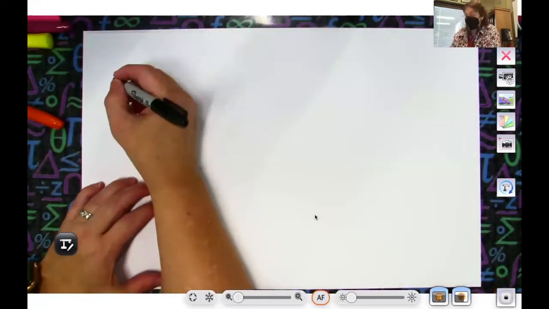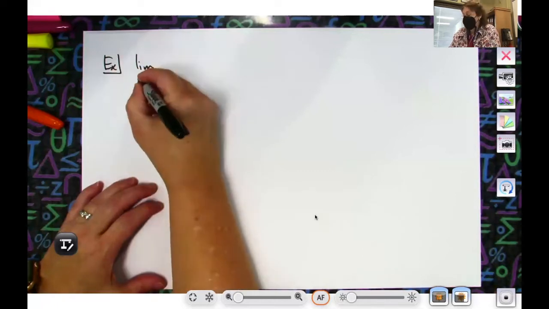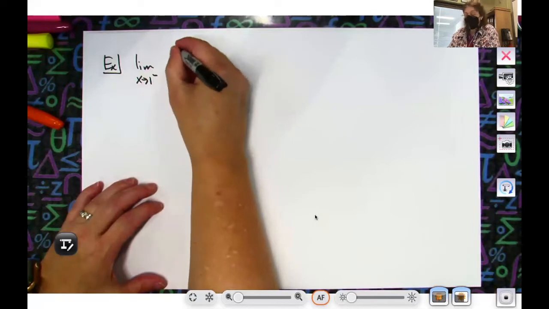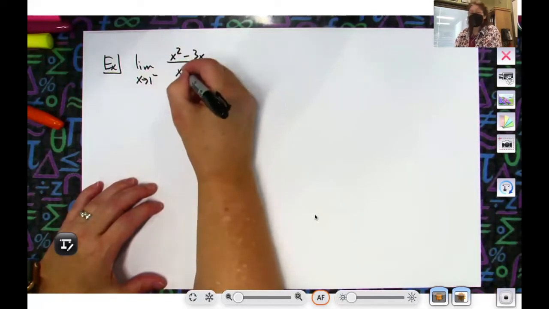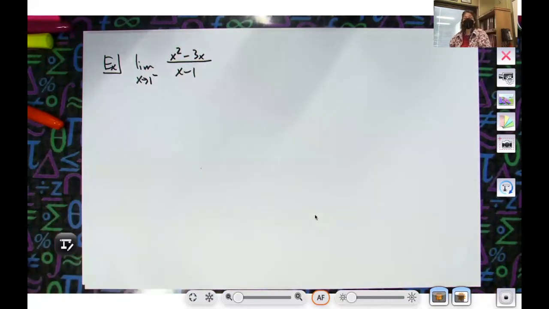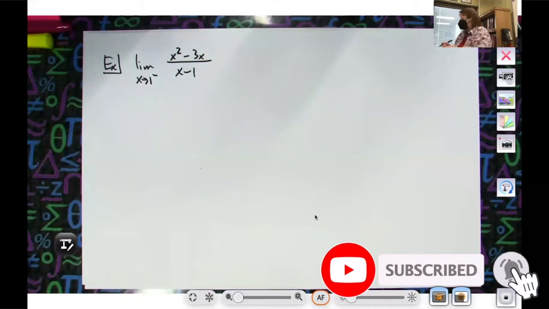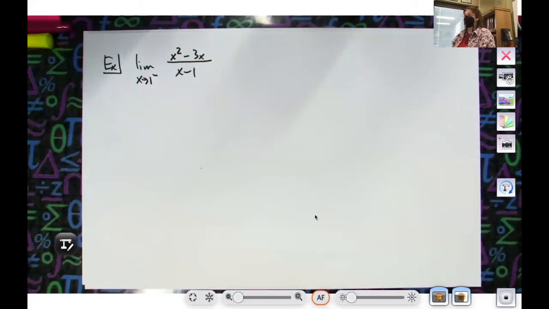All right, let's do the limit as x approaches 1 from the left of x squared minus 3x all over x minus 1. Okay, so now we're applying this to a limit problem, but it's a rational function, right? It's a rational function just like the other one. So I want you thinking about what's going on with this. Do I have any horizontal asymptotes?